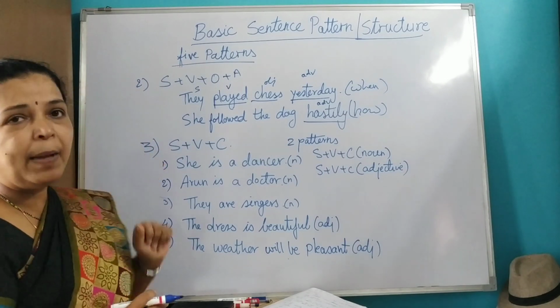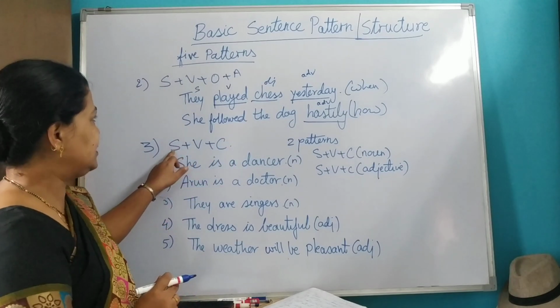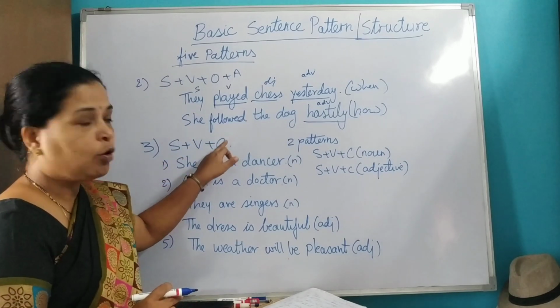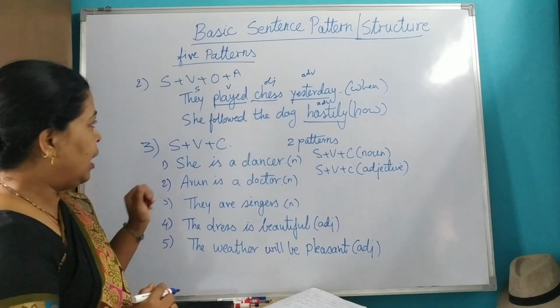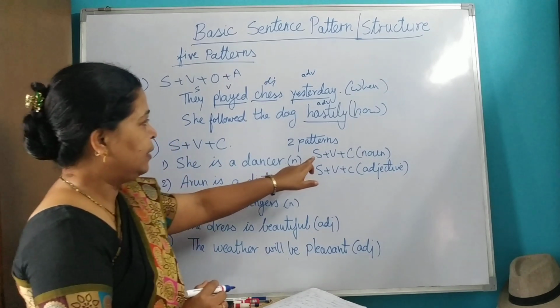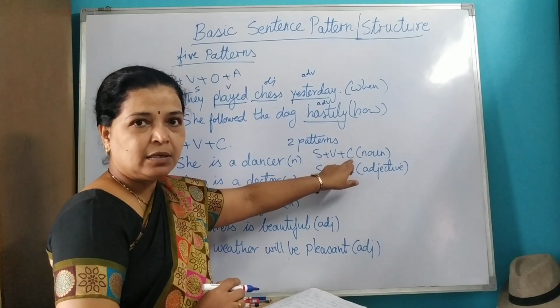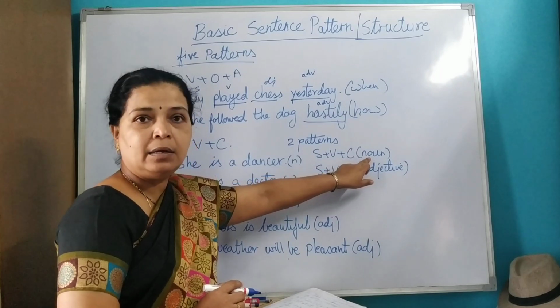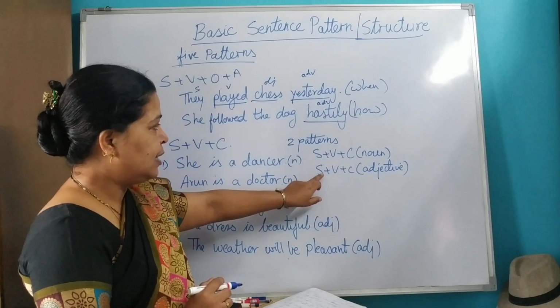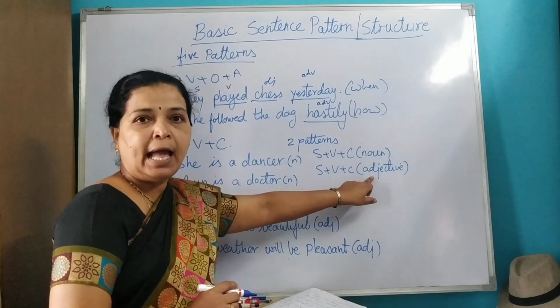Now the third pattern is S plus V plus C, that is subject plus verb plus complement. Here for the complement, there are two patterns: subject plus verb plus complement, where the complement is a noun, and in the second case, subject plus verb plus complement, where the complement is an adjective.